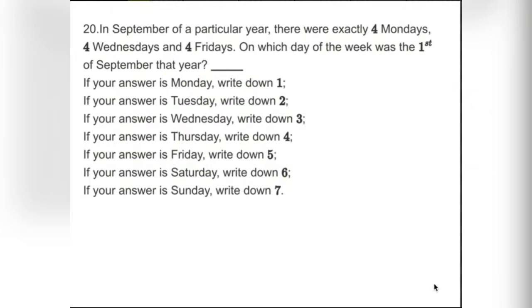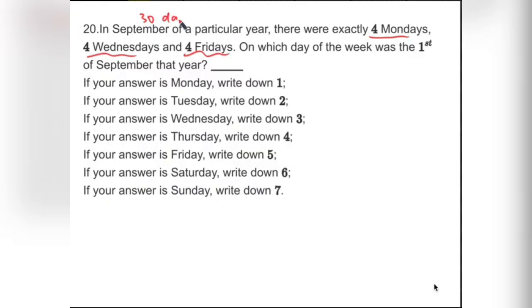Next one, question 20. In September of a particular year, there were exactly 4 Mondays, 4 Wednesdays, and 4 Fridays. On which day of the week was the 1st of September that year? My first question is, how many days are there in September? 31? Are you sure? Okay, good, 30, right? You can just look at your hand: January, February, March, April, May, June, July, August, and then September. So 30 days.